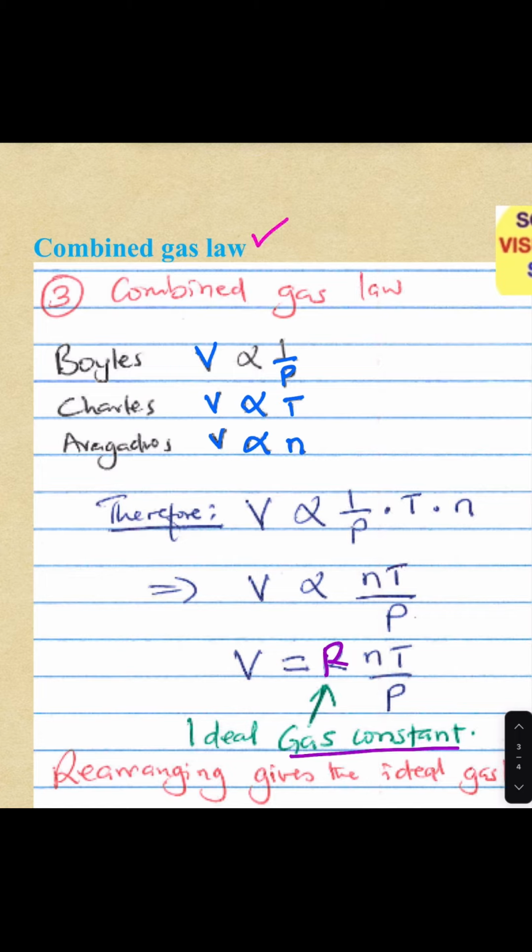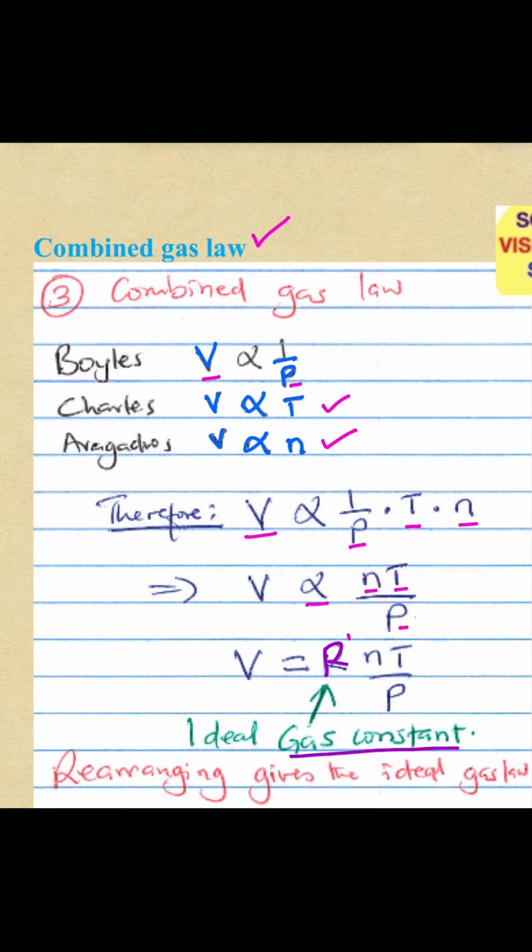Lastly, we look at the combined gas law, where you combine all those three laws together. Boyle's law, which says volume is inversely proportional to pressure. Charles' law, which says that volume is directly proportional to temperature. And Avogadro's law, which says that volume is directly proportional to the number of moles. And therefore, volume is proportional to the inverse of pressure, proportional to temperature, and proportional to the number of moles. And therefore, volume is proportional to the product of moles times temperature divided by pressure.